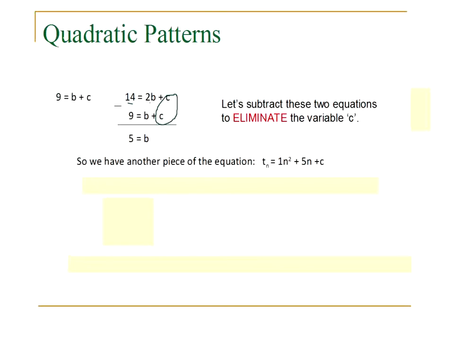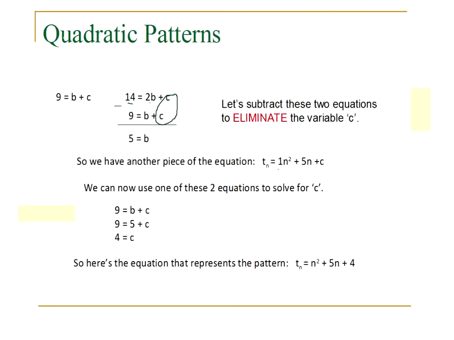I know my equation looks like this now. Tn equals 1, that was my a. 1n squared plus 5n plus c, I need to know that c value. Well, just like we did last week with elimination, I can use one of those equations now that I have b, and I can plug in b equals 5 to find that c equals 4. So now I have the equation that represents that pattern.